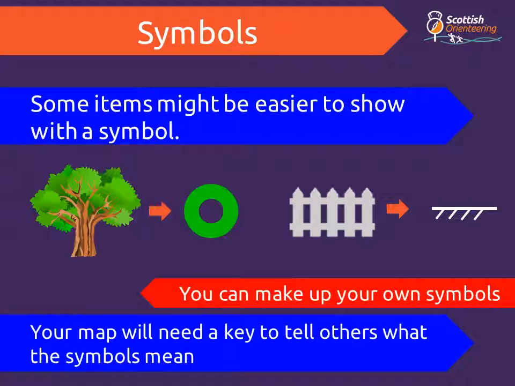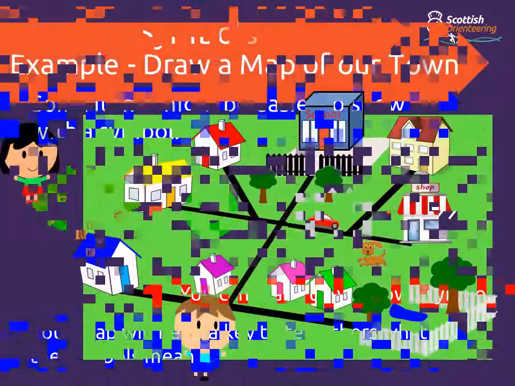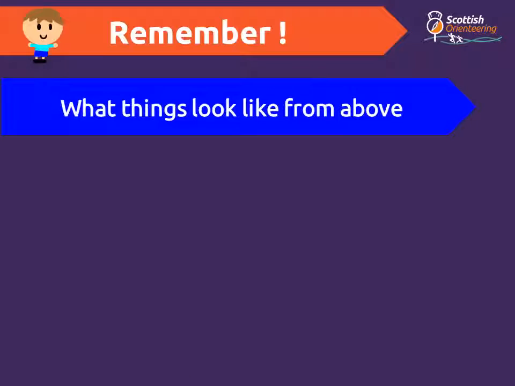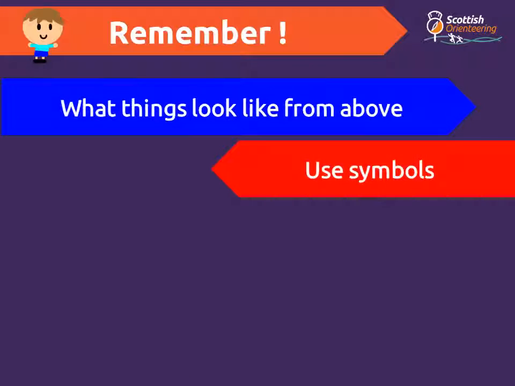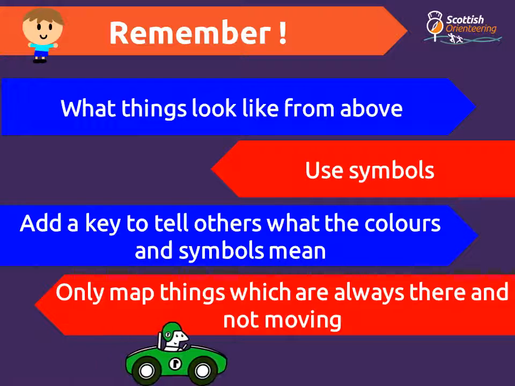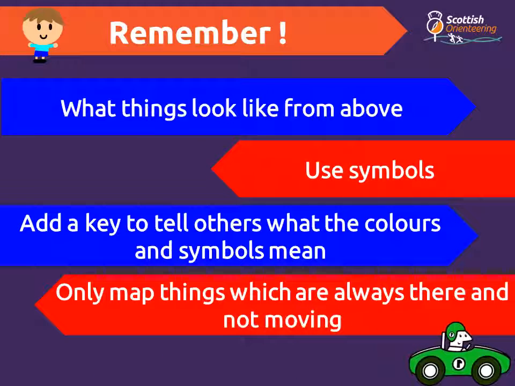You can make up your own symbols, but your map will need a key to tell others what the symbols mean. For example, let's look at drawing a map of our town. What do we need to remember? We need to think about what things look like from above. We need to use symbols. We need to add a key to tell others what the colours and symbols mean. And we need to only map things which are always there and not moving. So no cars or dogs or cats.